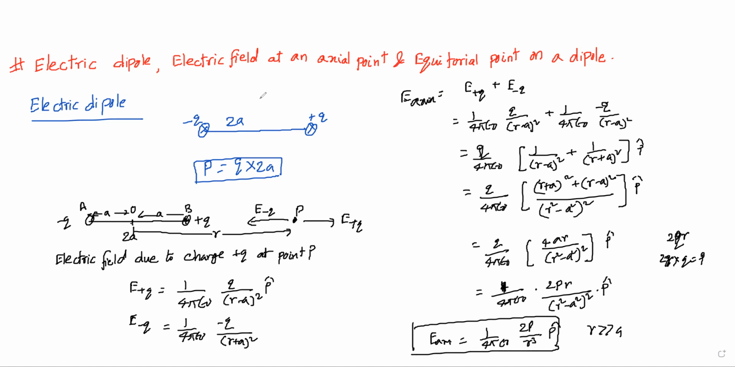Now coming to equatorial line. The same electric field on equatorial line we will discuss. Now, let's say that at point A minus Q, at point B plus Q, the distance between them is 2a. So from center point to this length will be a, and at the same time this length also will be a. From center point to a point P, that distance is, let's say, r.